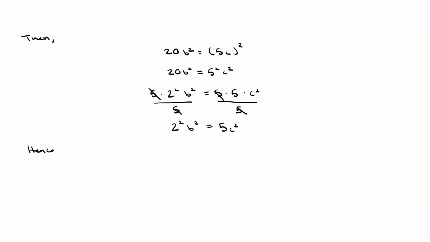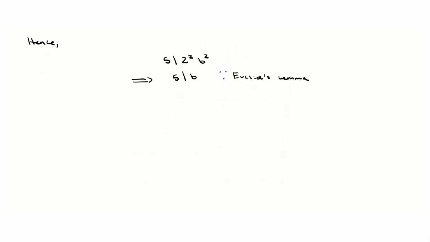Hence, 5 divides 2 squared times b squared. And by Euclid's lemma, 5 divides b. If 5 divides b, then the greatest common denominator of a and b is 5.